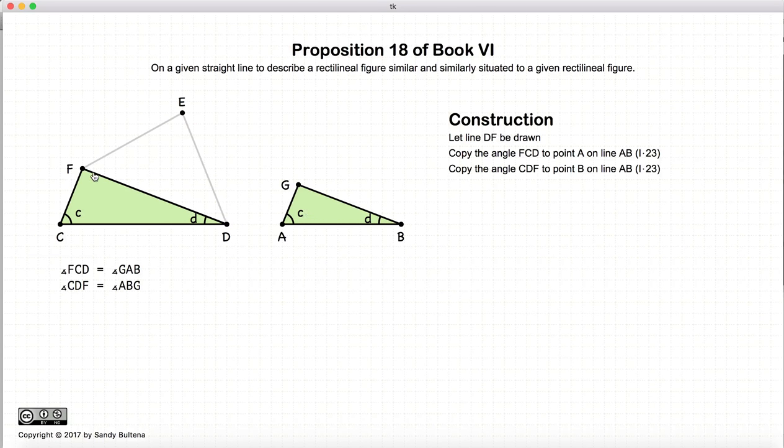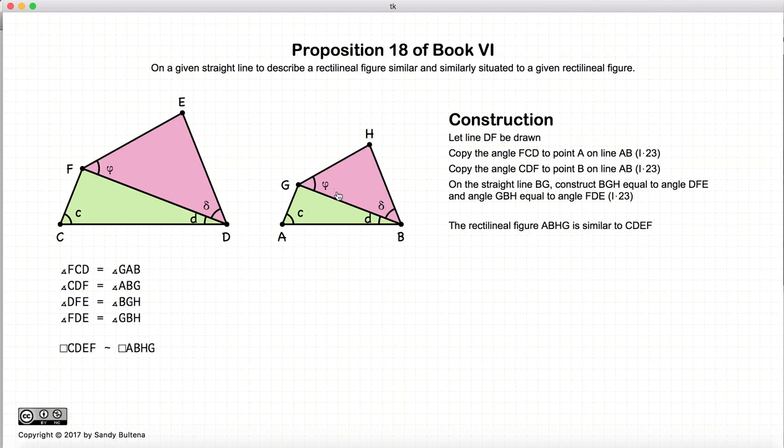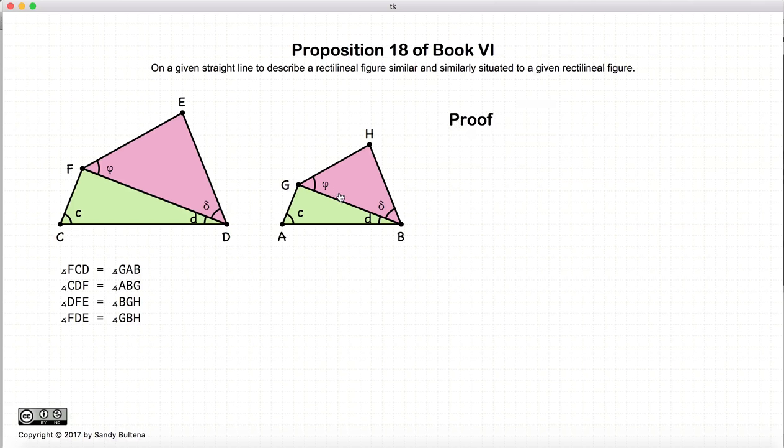And now we are going to copy EFD, this triangle, to the line BG. So again, we're going to copy the angle phi to the point G, copy the angle delta to the point D, and label the intersection point H. And now we have two polygons which are similar. So let's prove that they are similar.